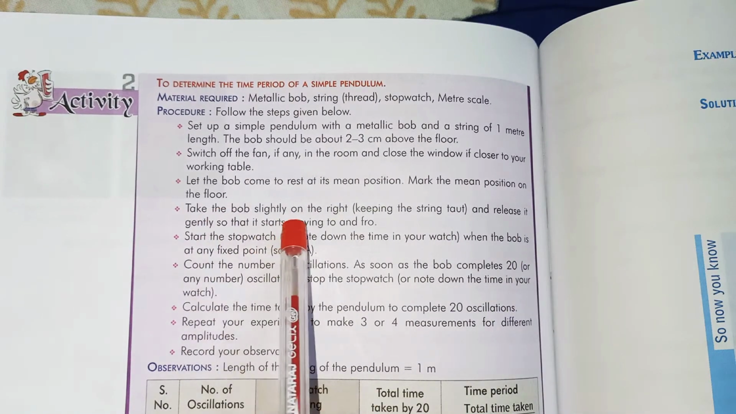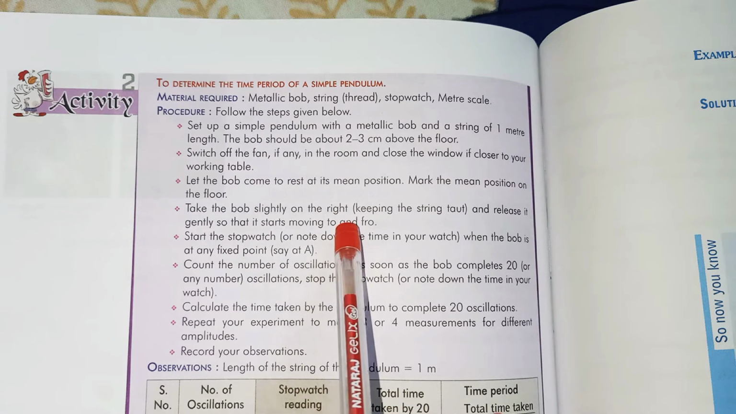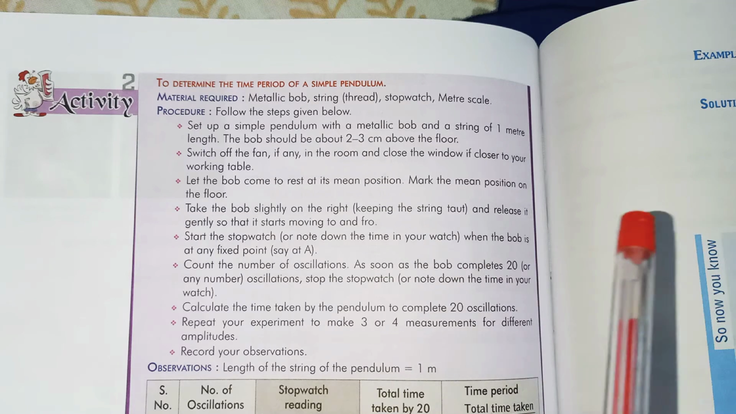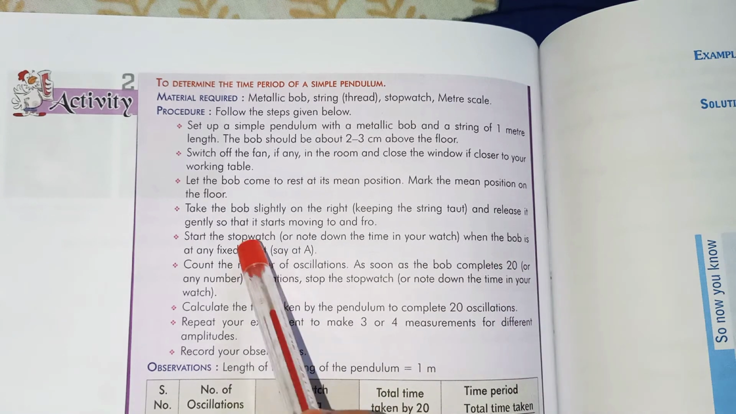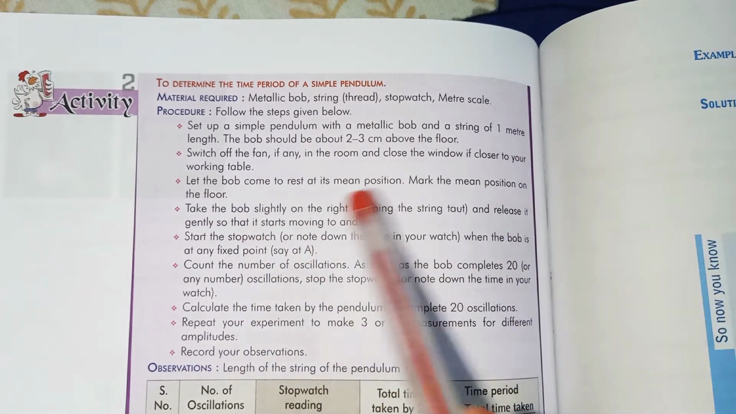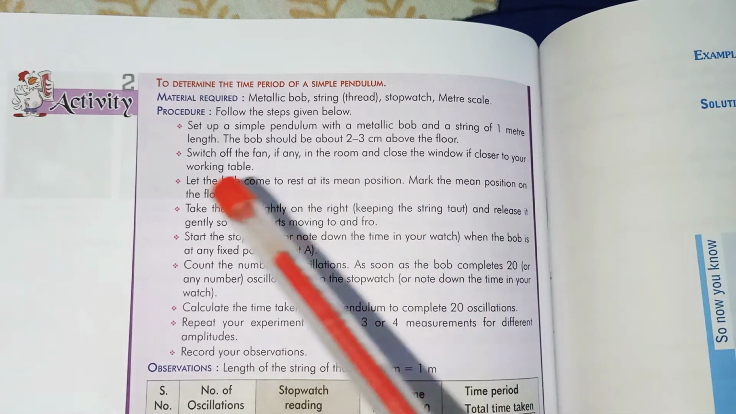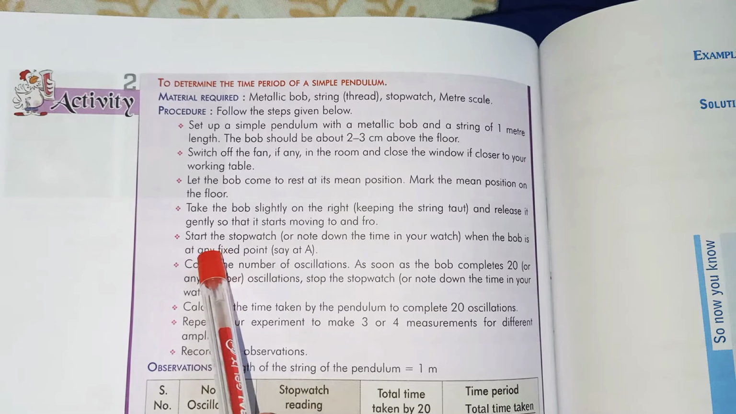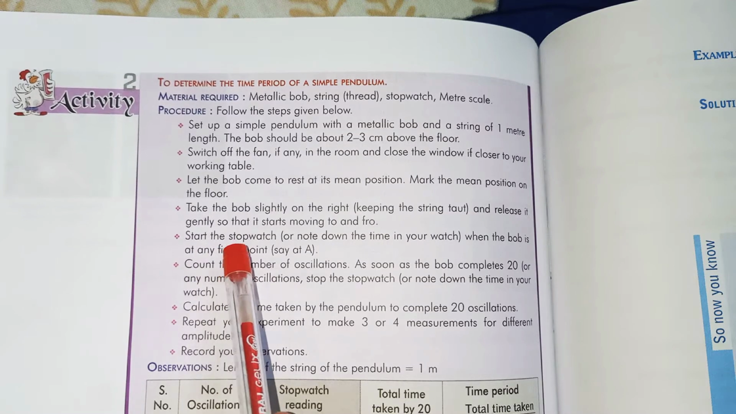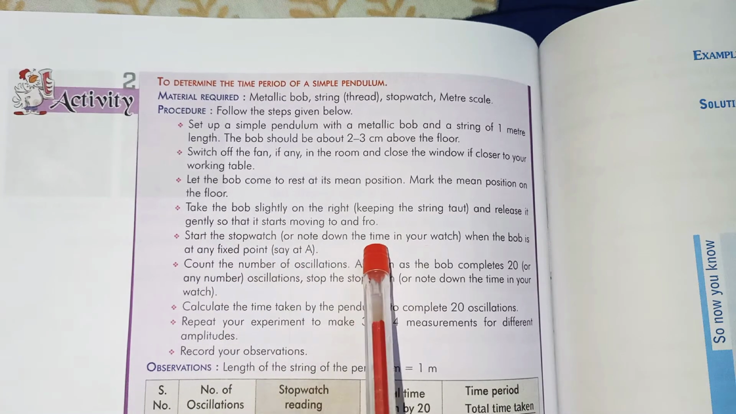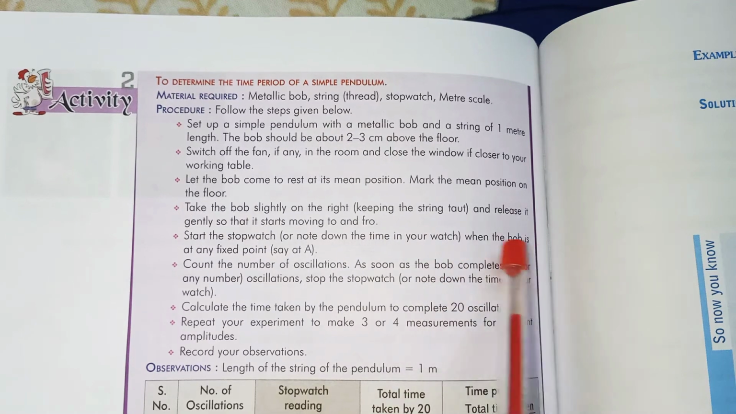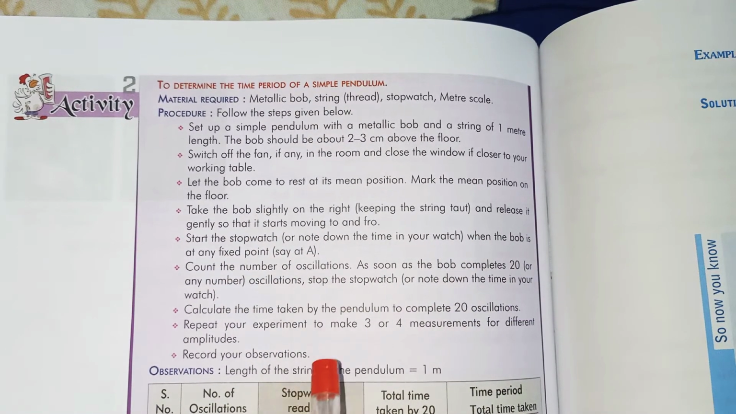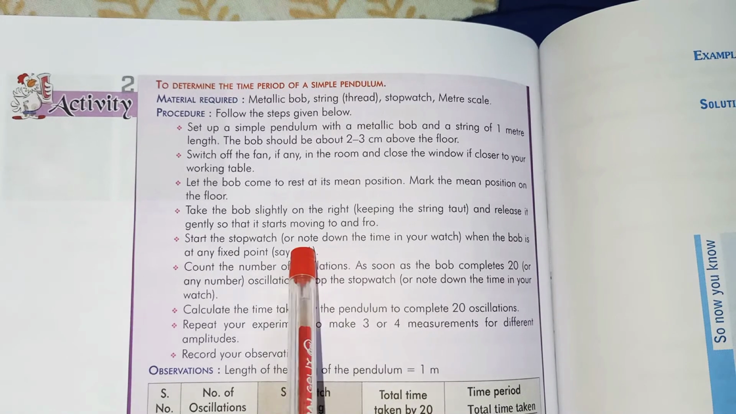Then take the bob slightly to the right side, keeping the string taut. That means you slightly pull out the string and release it gently so that it starts moving to and fro. At that time, you have to start the stopwatch, or note down the time in your watch, when the bob is at any fixed point. Suppose it is at position A, a fixed point. You have to note down the time.